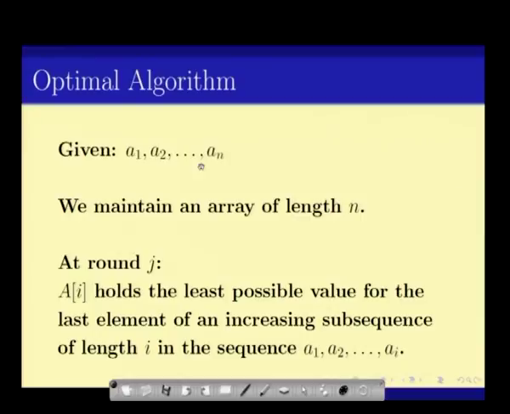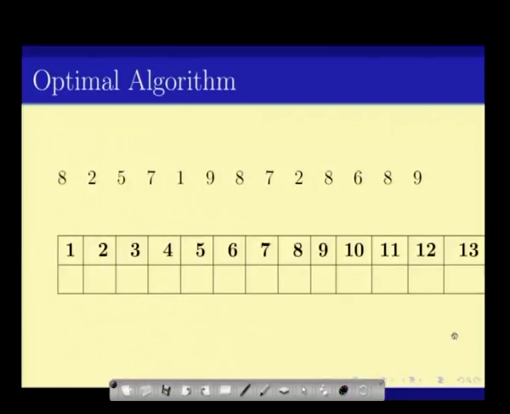At this point, this array will hold, at the ith place, the least possible value of the last element of the increasing subsequence of length i in the sequence A1 to AJ. Where in round j, I have looked at A1 to AJ, AI should hold the least possible value of the last element in the increasing subsequence of length i. Maybe I should explain it more clearly using an example.